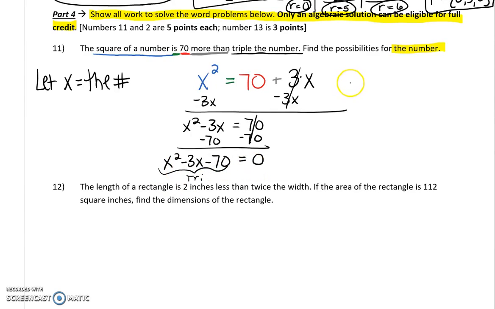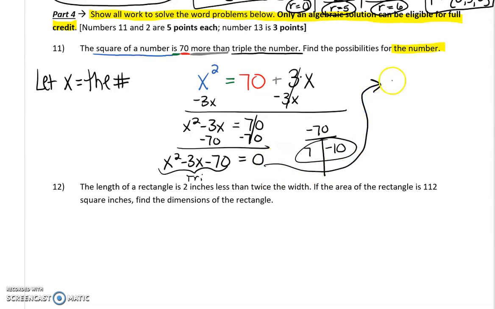So what I want to look for are two numbers that multiply to negative 70 that add to negative 3. With a little bit of investigating, I am going to find that that's 7 and negative 10. So I'm going to come over here to continue my work. I now have x and x, positive 7 and negative 10. Don't forget that this is equal to 0.